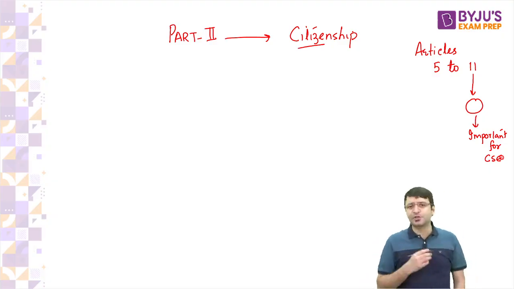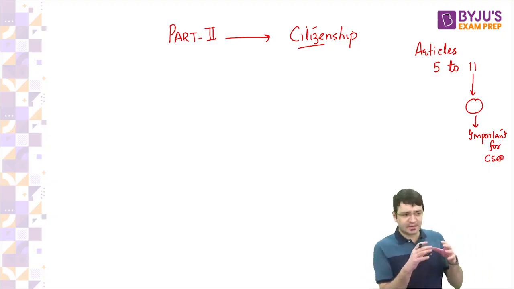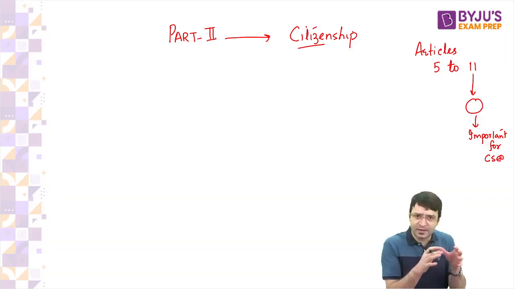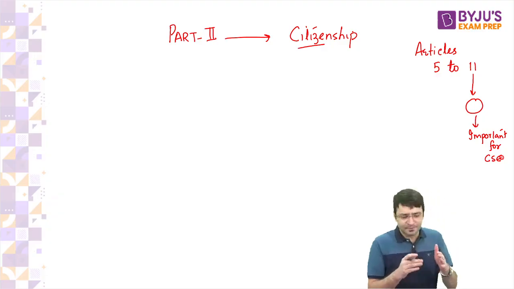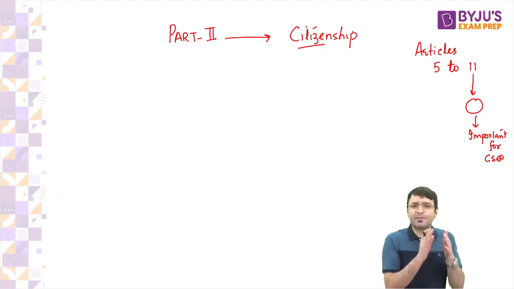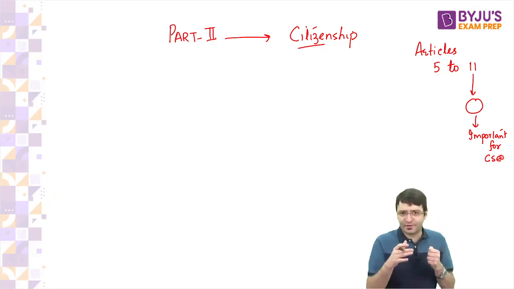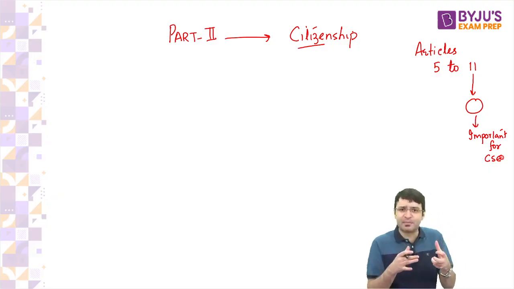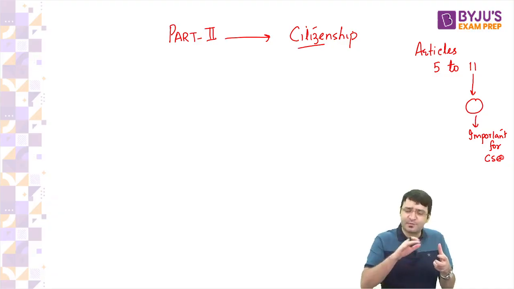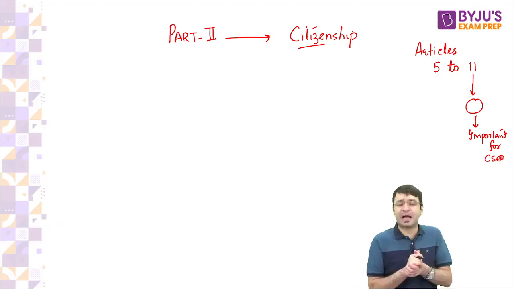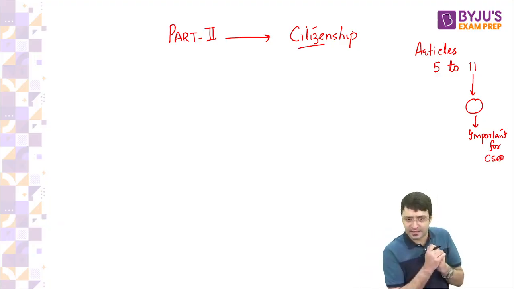First, we will discuss what the idea of citizenship is and who the citizens of India are. Then we will look at the Indian Citizenship Act of 1955. Who can become a citizen of India? Who cannot become a citizen of India? How can citizenship be acquired? How can citizenship be removed? Then we will discuss the Citizenship Amendment Act, which was passed in 2019.